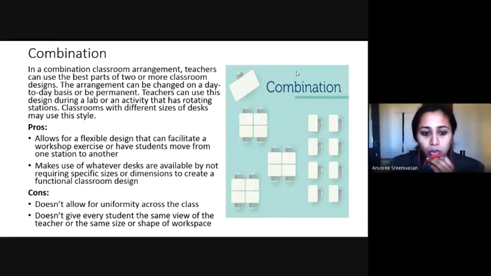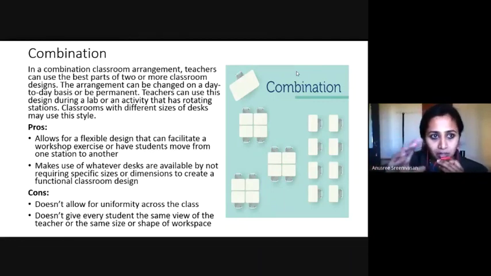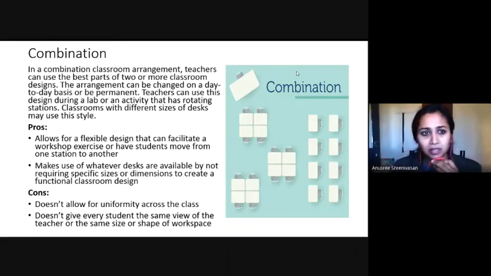And here you make use of whatever desks are available. In other classes, if we want to arrange a class, we need the required amount of material. But here, whatever is available in that classroom, we put that together and make up a makeshift classroom. And the cons is that it does not allow for uniformity across the class.